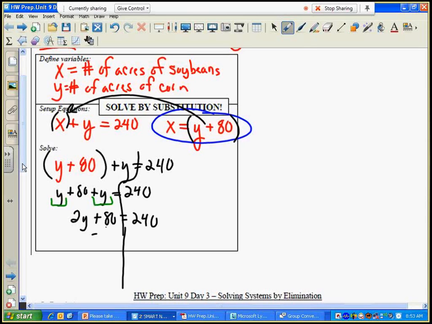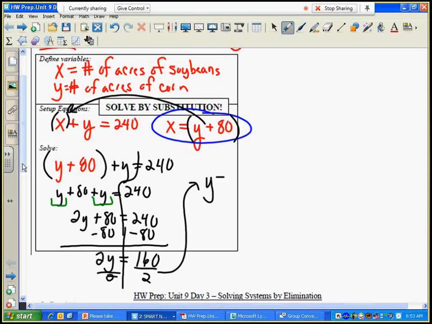Now it's time to solve. I'm going to start by subtracting away the 80. I get 2Y is equal to 160. I divide by 2. That gives me Y is equal to, 160 cut in half is 80. So that's telling me that the number of acres of corn is 80. So I've got half of my answer.